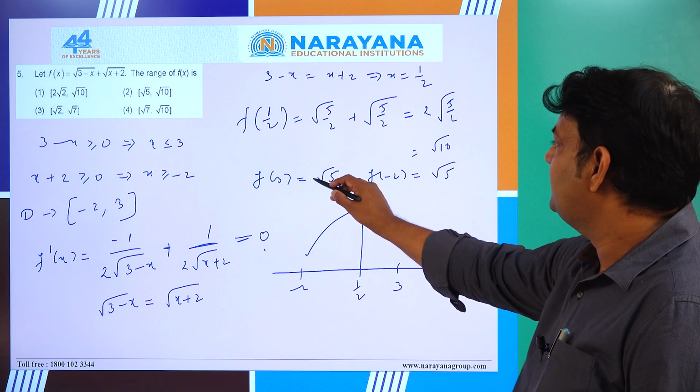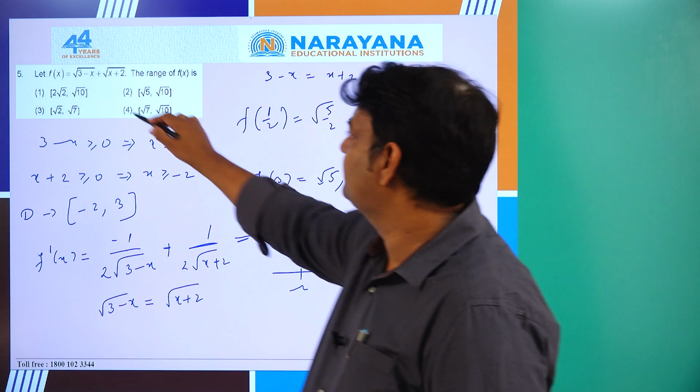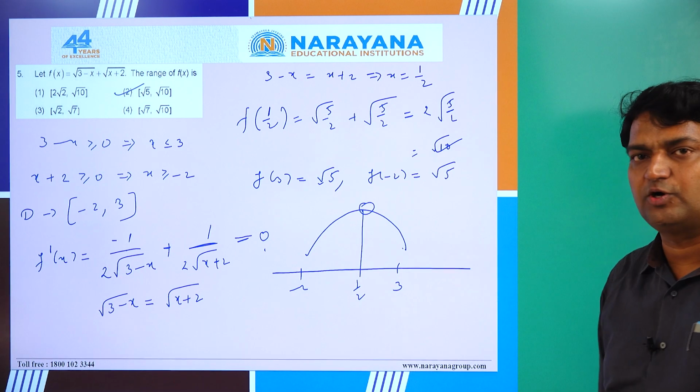So what is the range? Least value is root 5, maximum value is root 10, that is root 5 to root 10 is your answer for the fifth problem.